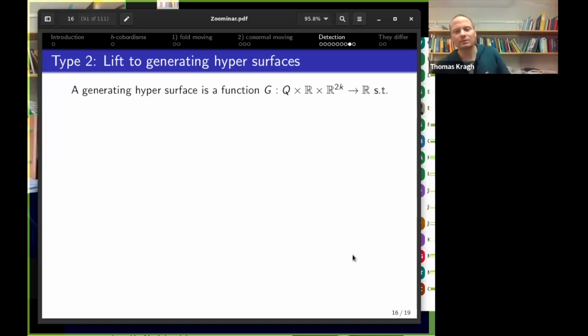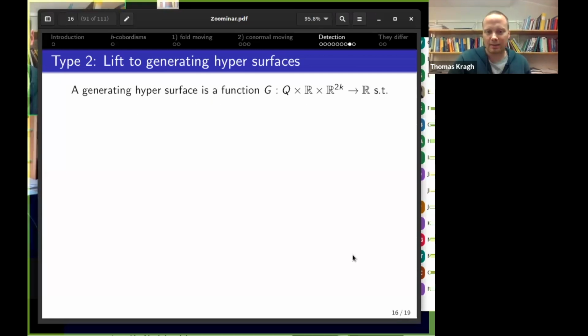Then there's the type 2. There we need a thing that I hadn't heard of until a few years ago, but it's in Gromov and Eliashberg's paper on generating functions, but I think I either read it and forgot it or skipped that part when I was reading it because I hadn't heard about this so much before. But a generating hypersurface is a slight generalization, or maybe I should say it's the version of generating function that lives over these unit sphere spaces.